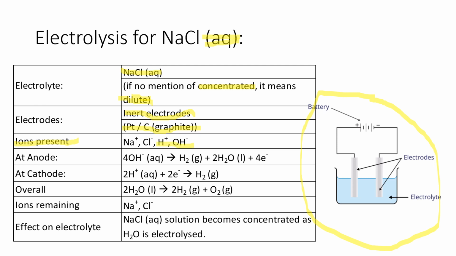After that, at the anode, what happens? This equation, memorize. It's the standard one for OH minus. And at the cathode, this equation, again, memorize, is the standard one for H plus.